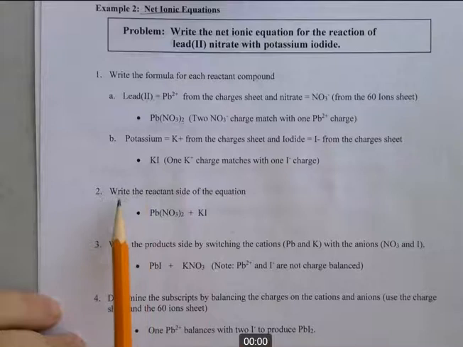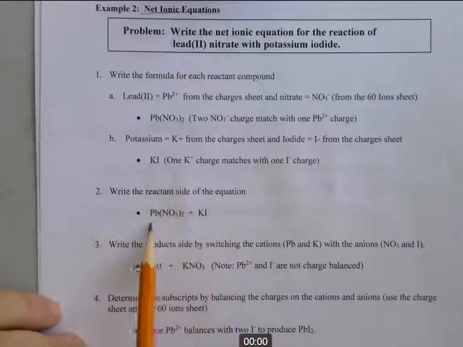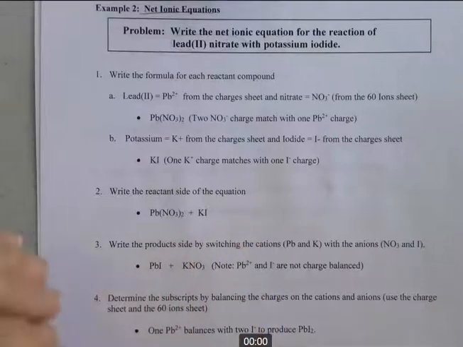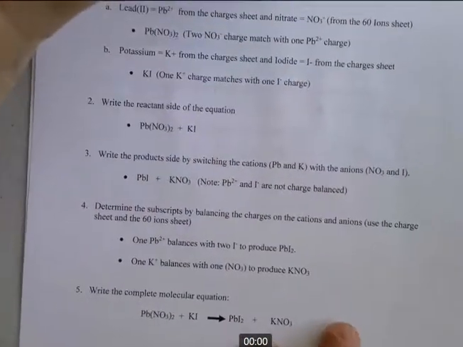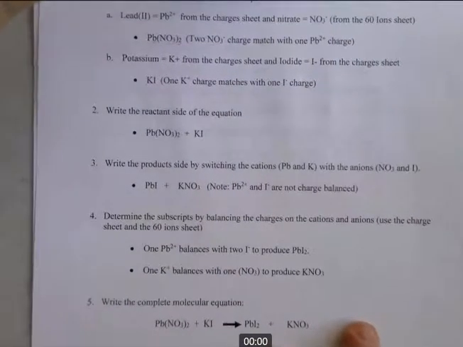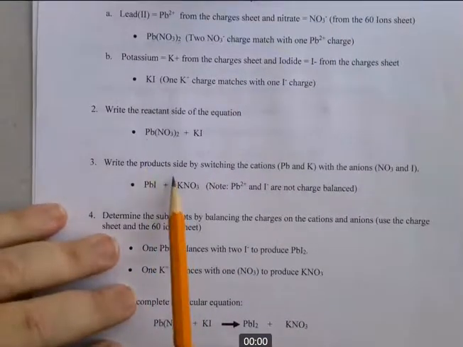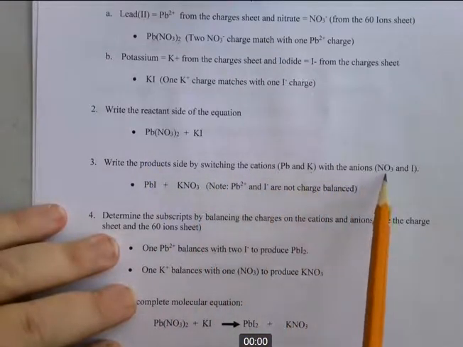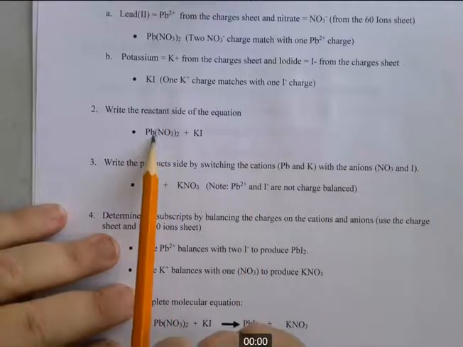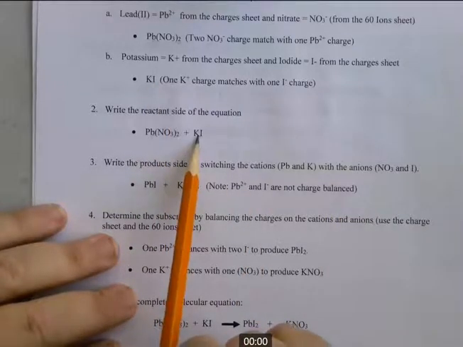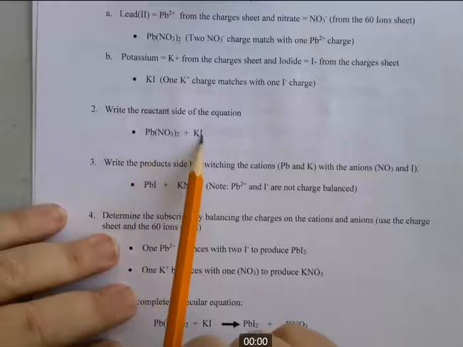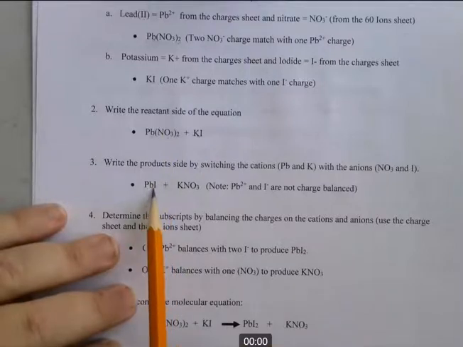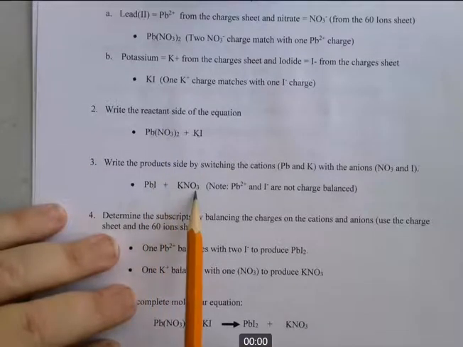So the third thing you do is write the reactant side of the equation. So it's Pb(NO3)2 plus KI. Okay, next thing is, this is a double replacement reaction. So it says write the product side, that's the right side, by switching the cations Pb and K with the anions NO3. So this Pb is going to come over and switch places with this K. So that means Pb is going to be together with I, and K is going to be together with NO3. So you go ahead and write them PbI and KNO3.